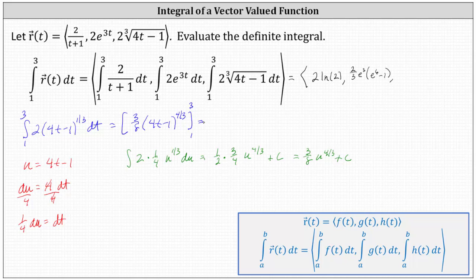And we find big F of 3 minus big F of 1 one more time. We have 3/8 times, when t is 3, we have a base of 4 times 3 minus 1, which is 11, giving us 3/8 times 11 to the 4/3, minus, for big F of 1, we have 3/8 times, when t is 1, the base is 4 times 1 minus 1, which is 3, giving us 3/8 times 3 to the power of 4/3. Let's go ahead and factor out the 3/8, giving us 3/8 times 11 to the 4/3 minus 3 to the 4/3. This is the z component of the vector.